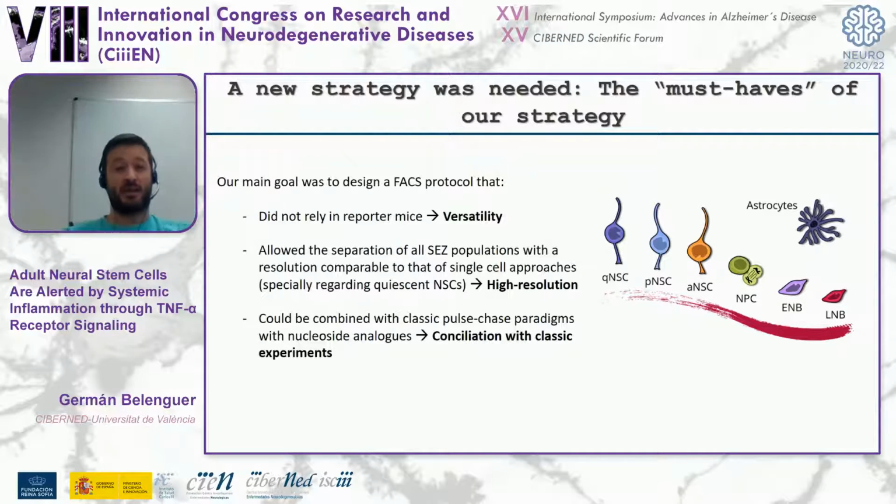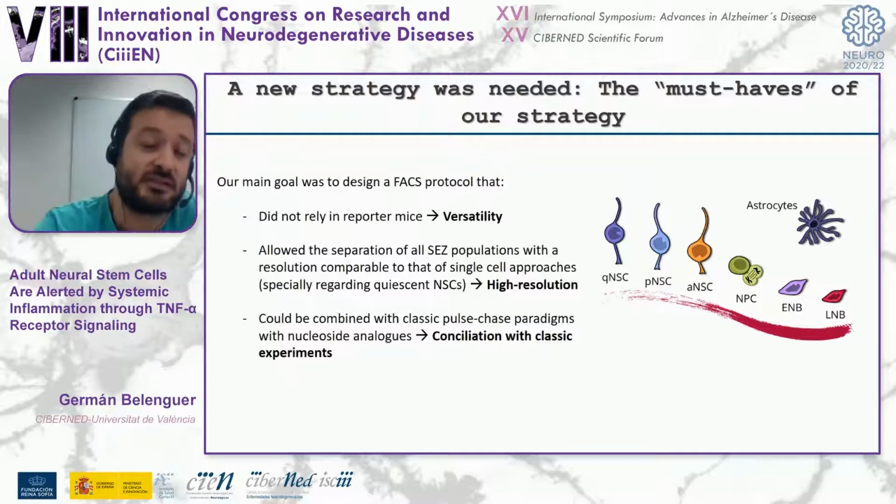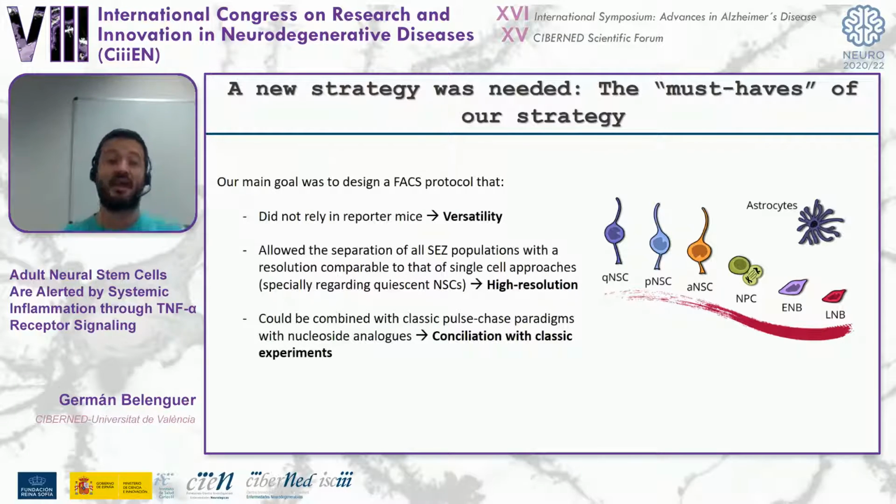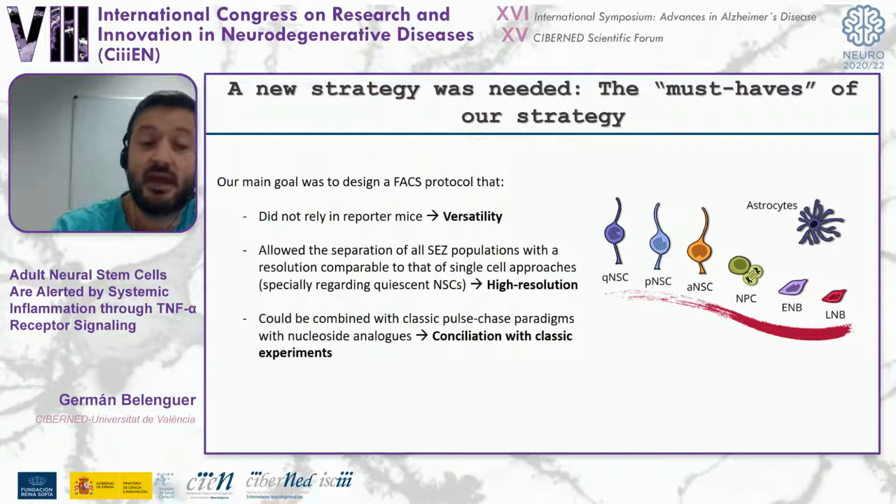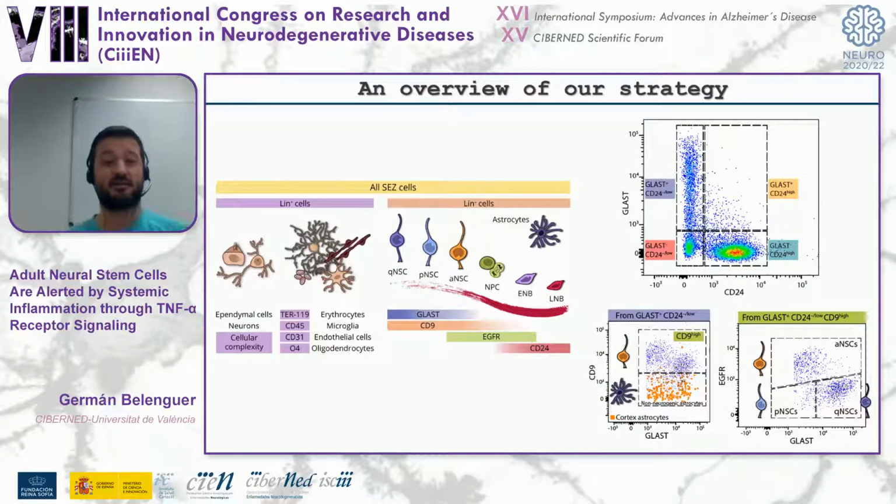So for that, we sat down and decided to design a new protocol, also based on FACS technology, following 3 criteria. First, that it could be used in any genetic background, avoiding the use of reporter mice. Second, that it allowed the identification of the cell populations that were resolved by single-cell approaches. And also that it could be combined with classic passage paradigms to reconcile with classic experiments. And with this, we designed a strategy.